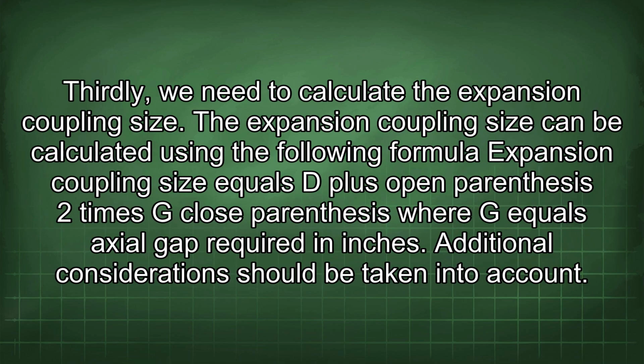Thirdly, we need to calculate the expansion coupling size. The expansion coupling size can be calculated using the following formula. Expansion coupling size equals d plus (2 times g), where g equals axial gap required in inches. Additional considerations should be taken into account.